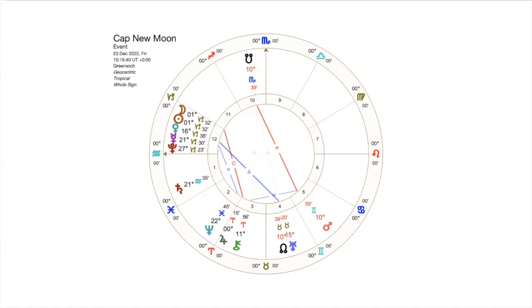And here we see that we've got that massive stellium. Again, ignore these houses. This is the house that's set up for Greenwich Mean Time, or the universal time. This is the middle of the time zones, so you can just adjust the time for your own time zone.